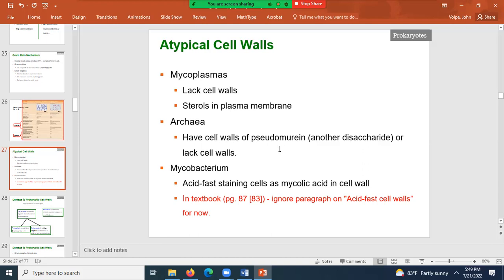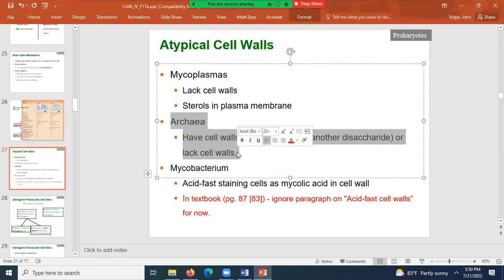And the archaea do stain as gram-positive and as gram-negative. And once again, the gram-positive archaea have a thick cell wall, whereas the gram-negative archaea have a thin cell wall. And because it's thick and thin, that determines whether the crystal violet iodine complex can wash out of the cell wall. Any questions about the archaea?